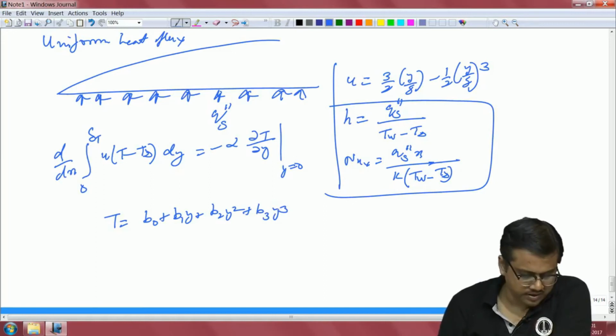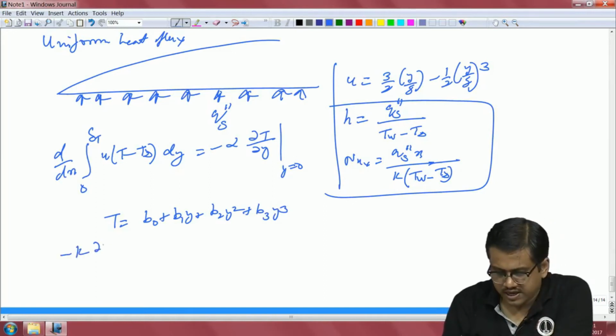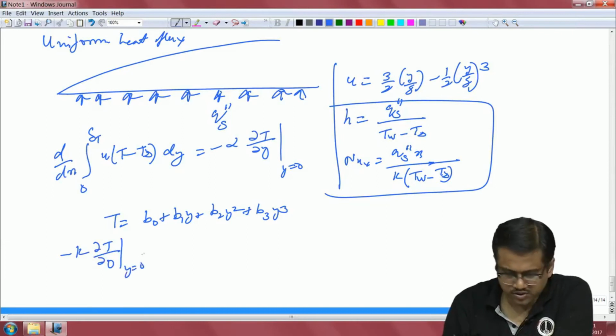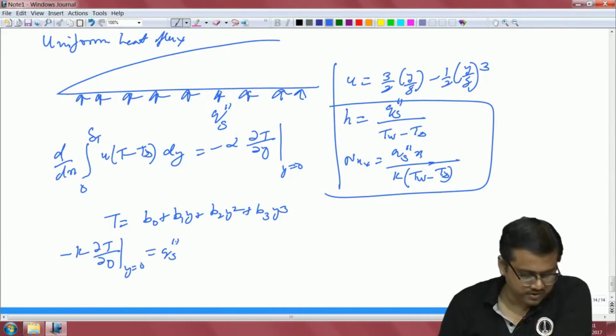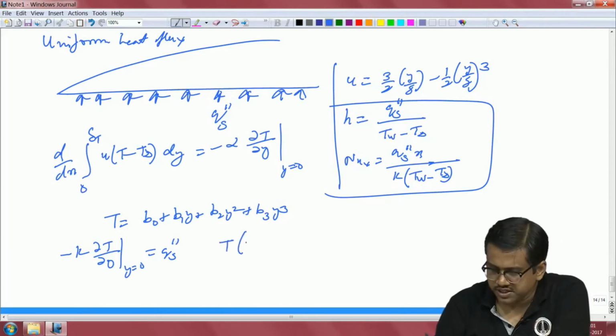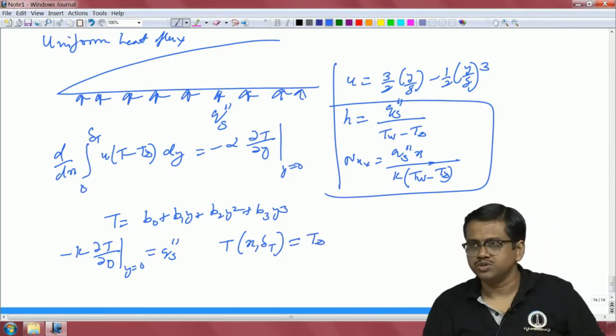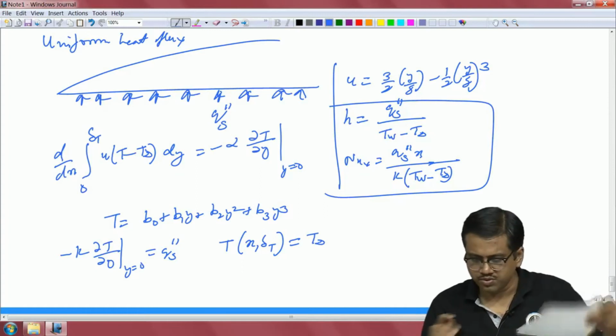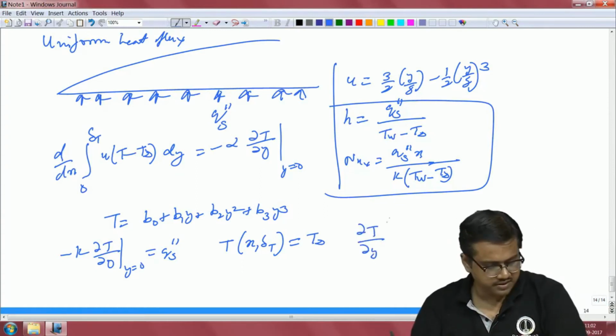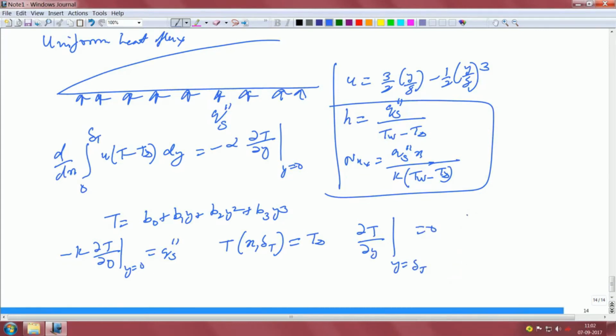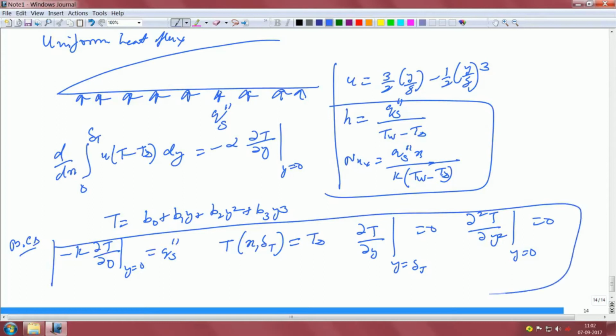Y cube, etc. The boundary conditions now are: k dT/dy at y equal to 0 is equal to Qs double prime, the first boundary condition. The second boundary condition is that at any x and y equal to delta T, T is equal to T infinity, which is also not difficult. Once again, dT/dy at y equal to delta T is equal to 0, and d square T by dy square at y equal to 0 is equal to 0. So, these are the 4 boundary conditions that we have.